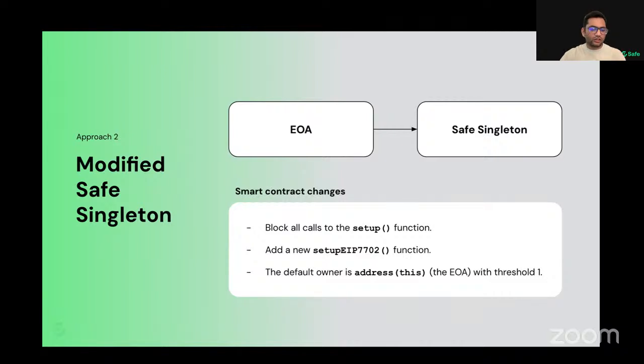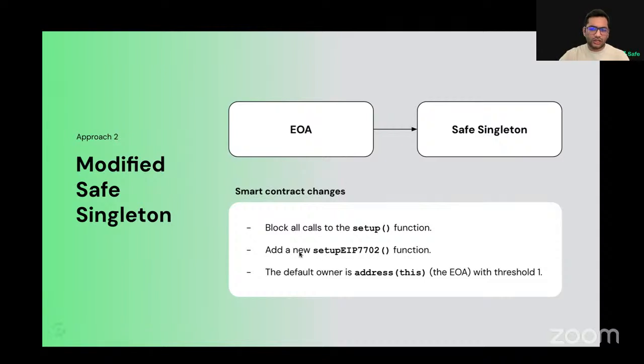Let's check into the code now. What changes did we do? In this approach, we did some changes to the setup function. We blocked out the existing setup function on the safe singleton and introduced a new function called setup EIP-7702, in which we have some parameters changed. We'll go into those now.